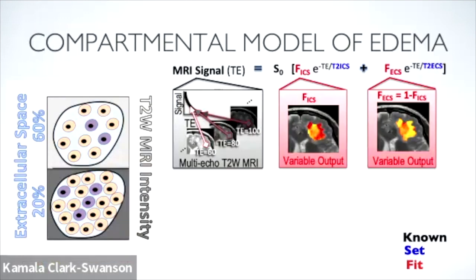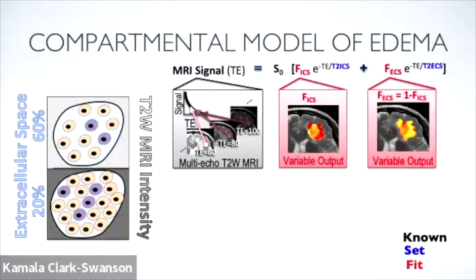And so from this compartmental model of edema, if we're able to get the signal at multiple times, which we call echo times or TE, then we can calculate the proton density. We can make some assumptions from literature about what the T2 in the intracellular space as well as the extracellular space might be. And then we can basically fit what the fraction of intracellular space is, which is just going to be 1 minus whatever the extracellular space is.